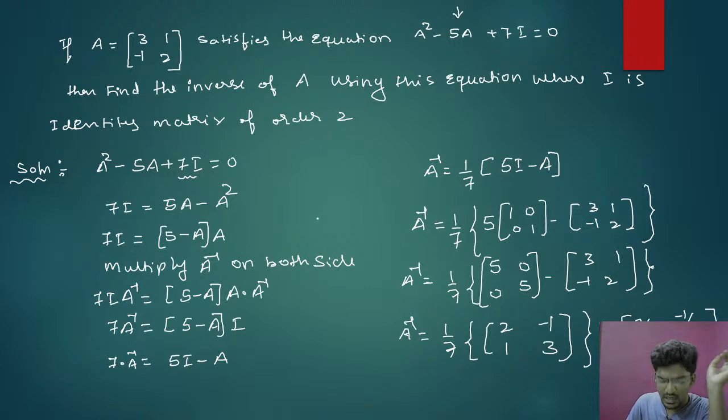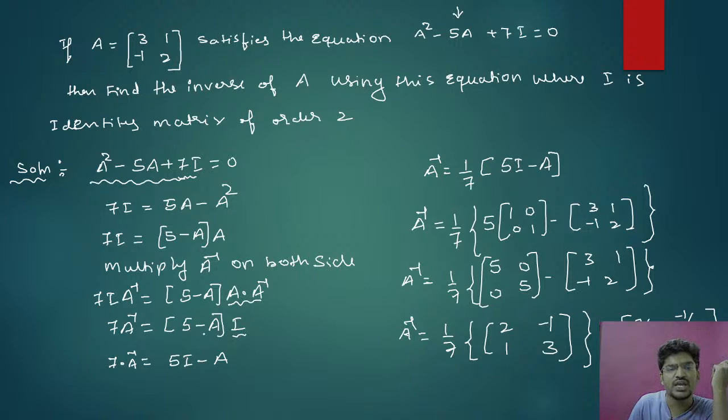So very simple. The problem is very simple. First you understand it. Using this equation you take 7I here only, remaining terms on LHS. So now from these two you can choose A as common term. Once you take A as common term, it will be (5I minus A) into A. Okay, so now multiplying A inverse on both sides, that will be 7I into A inverse, A into A inverse. Clear?